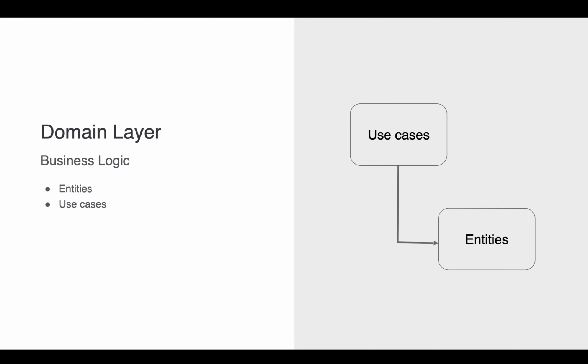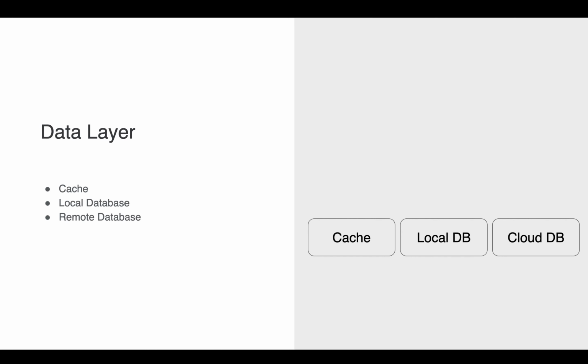Then we have the domain layer, which holds the entities and the use cases. Then our data layer, which just basically holds our cache, our local database, remote databases, just where we get data from to feed the rest of the app.